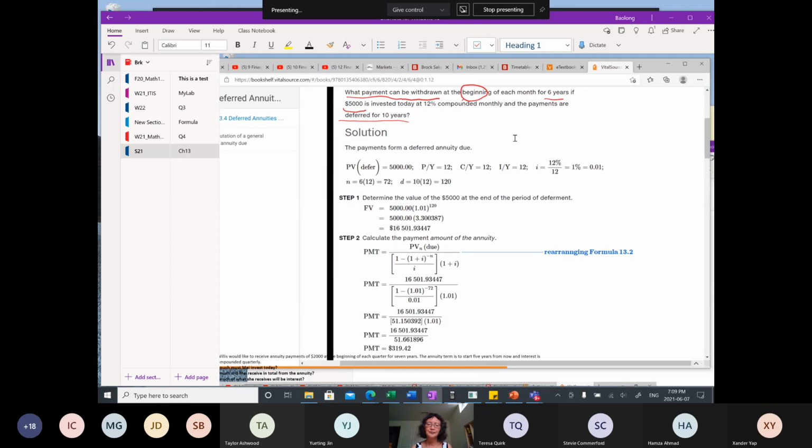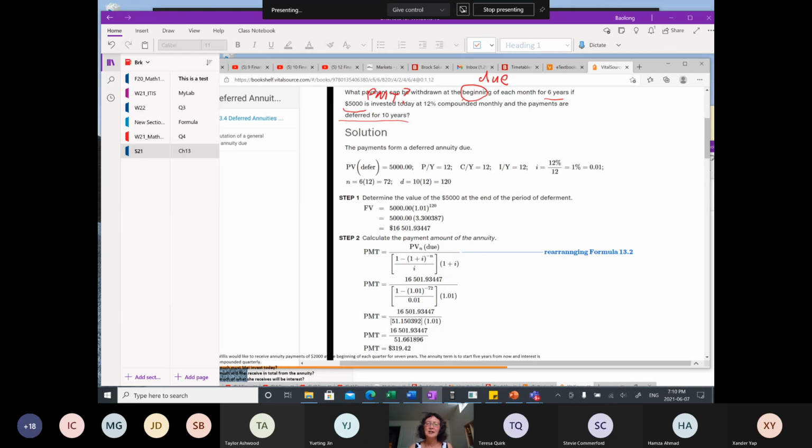All right. So the question asks you, what payment means, what is PMT? That is the question. And the keyword begin means this is annuity due.